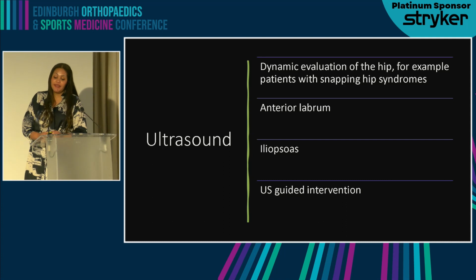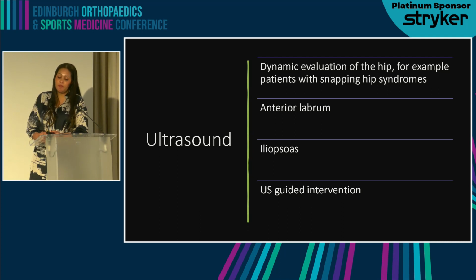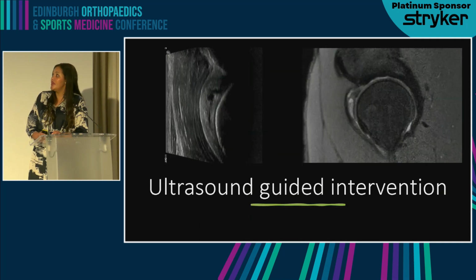Ultrasound, so final modality, it gives us very good dynamic evaluation of the hip. For example, with a snapping hip syndrome, you can see the anterior labrum, psoas. We use it for intervention. This is actually a patient I saw just over a week ago. So what you can see there is they have an intralabral cyst, so very complex, kind of multiseptated. You can see it tenting the anterior capsule.